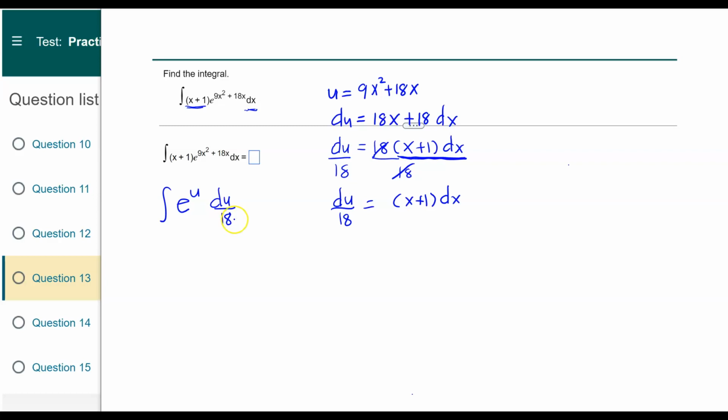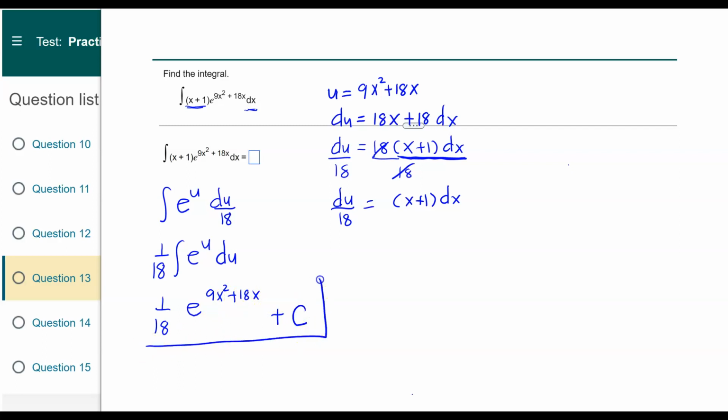Now to integrate this, you can take out that 1 over 18 outside of the integral. And then you just have to integrate e to the u. And the integral of e to the u is just e to the u. But what is u? Your u is 9x squared plus 18x. So you have 1 over 18 e to the 9x squared plus 18x. Then don't forget to write the integration constant. That's the integral.